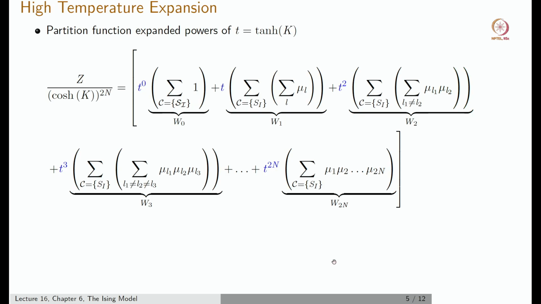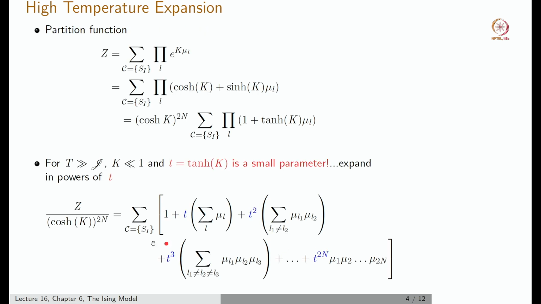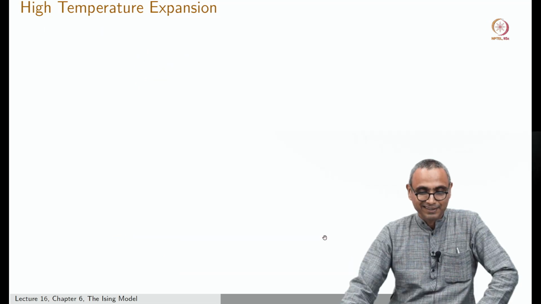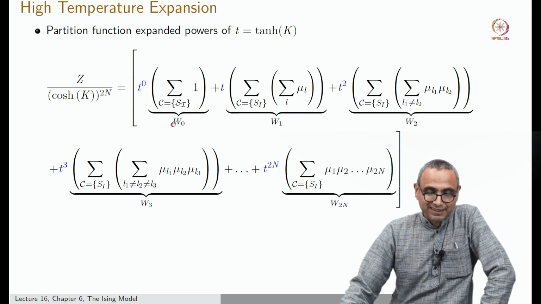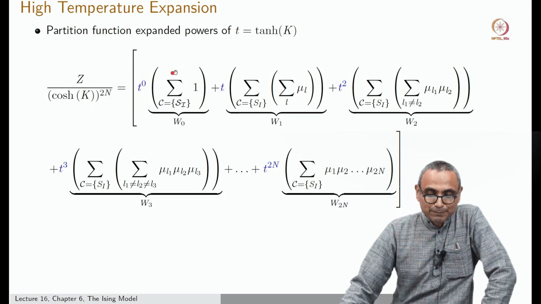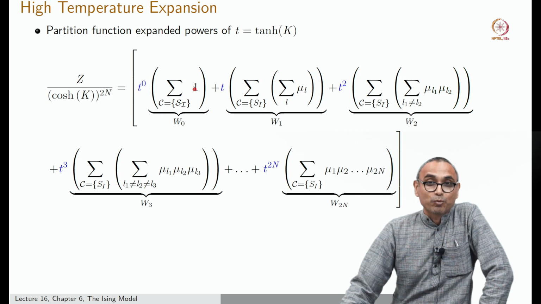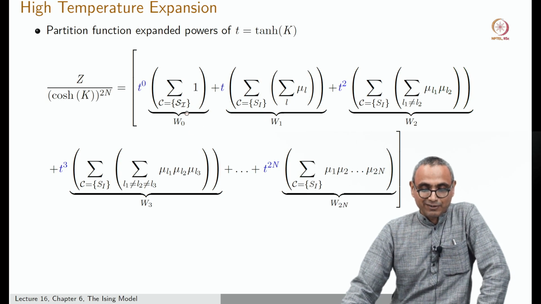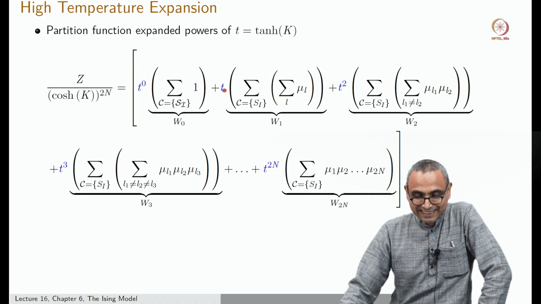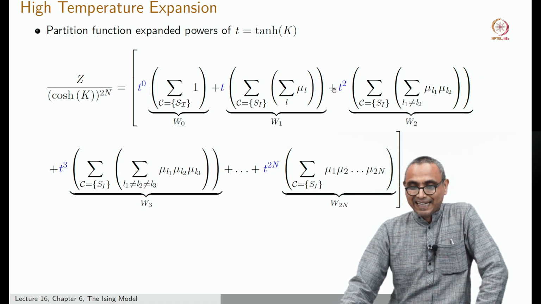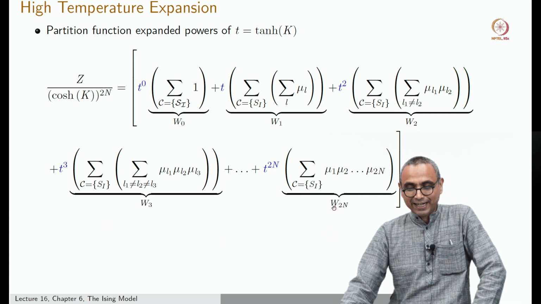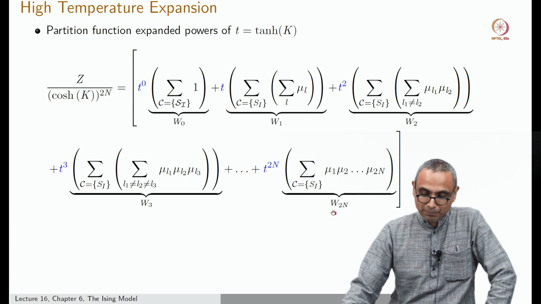So now what I have to do is sum over all the spin configurations. So you see there is the sum over all spin configurations sitting outside here. So I'm going to push that into this. So what I'm going to get is t power 0, which is just 1 times sum over all spin configurations of the number 1. I'm just going to call this W0. Then there is t, and whatever shows up here I'm going to call W1. And that is t square, W2, and so on, all the way up to capital W to the 2n.